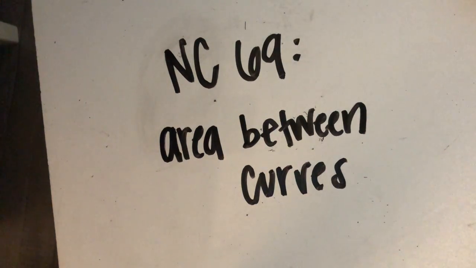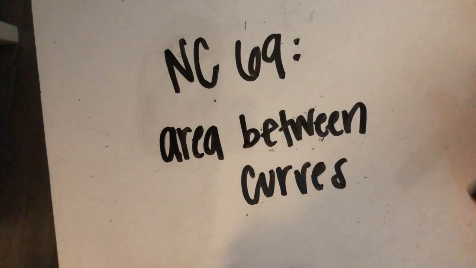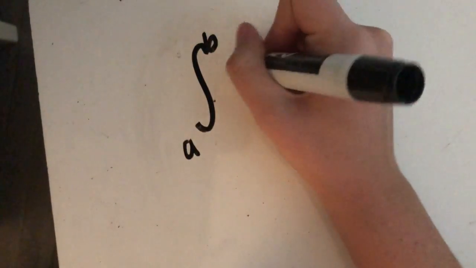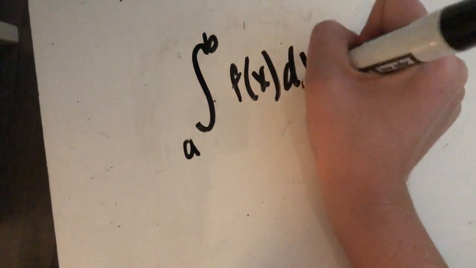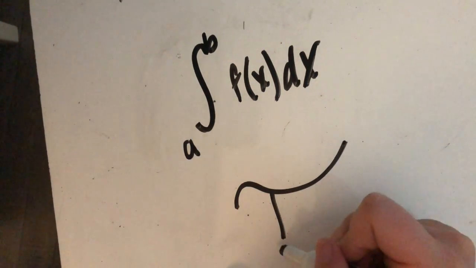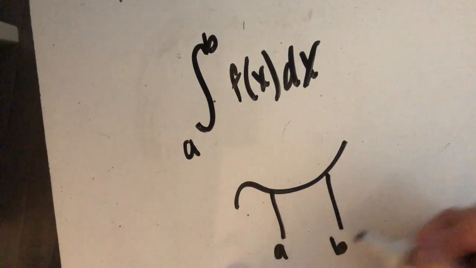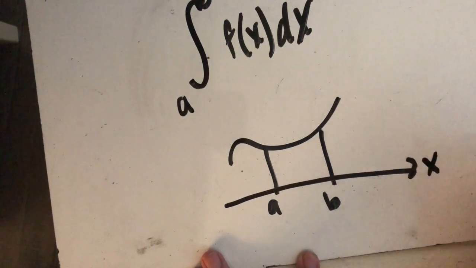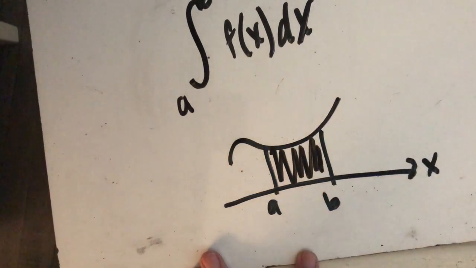Note card 69, the area between curves. So up until now, we have been talking about the integrals as the area underneath a curve, right? So if I have the integral from a to b of f of x dx, this means that if I drew f of x as my function, I am calculating the area between a and b between f of x and the x-axis, right? Up until now, we've been going to the x-axis.